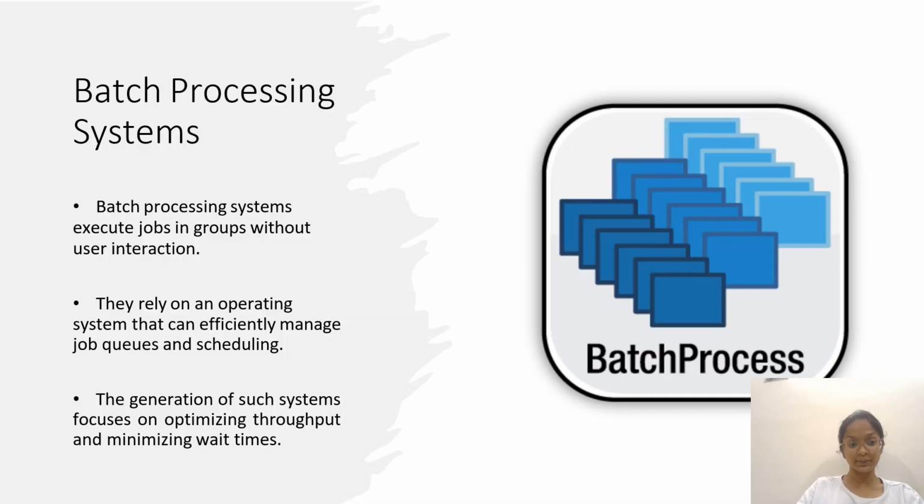The batch processing systems. Batch processing systems execute jobs in groups without user interaction. They rely on an operating system that can efficiently manage job queues and scheduling. The generation of such systems focuses on optimizing throughput and minimizing wait times.